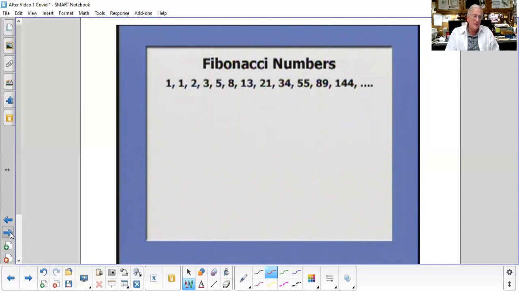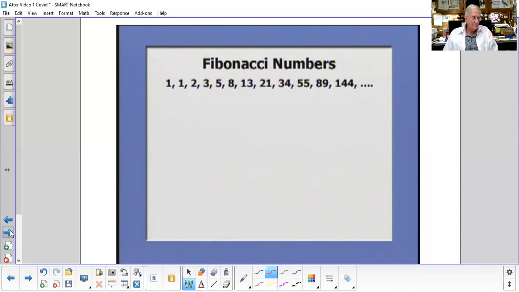So the first Fibonacci number is a 1, and the second Fibonacci number happens to also be a 1. But notice, if you add 1 and 1, you get 2, 1 and 2, you get 3, 2 and 3, you get 5, 3 and 5, you get 8, and so forth. And this can continue on to infinity. So this is the famous Fibonacci series.